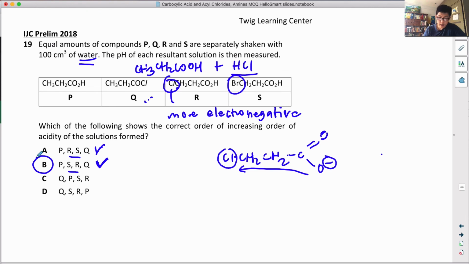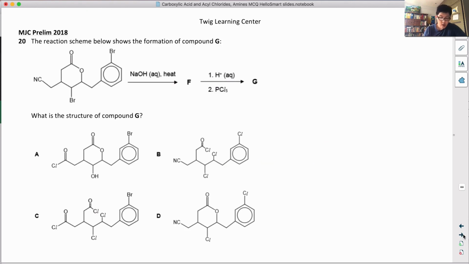Okay, so let's try the last question, question 20. With sodium hydroxide, I'm going to draw F first. With sodium hydroxide, what will react? In fact, the CN undergoes hydrolysis. This one undergoes nucleophilic substitution. The ester will undergo base hydrolysis. The Br on the benzene ring, nothing is going to happen. So I'm going to draw F first.